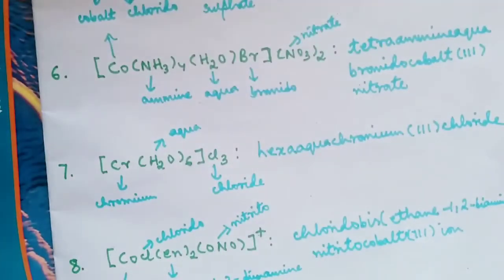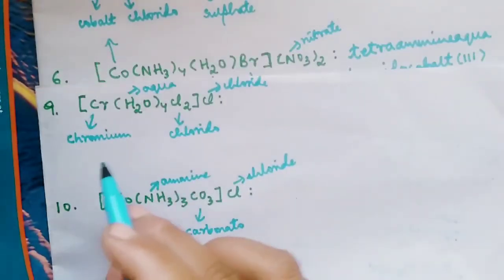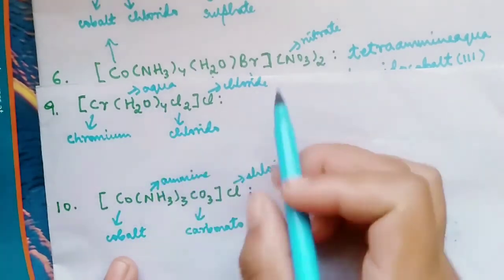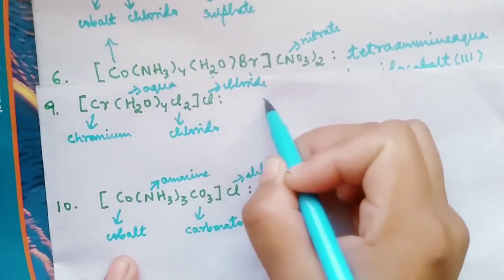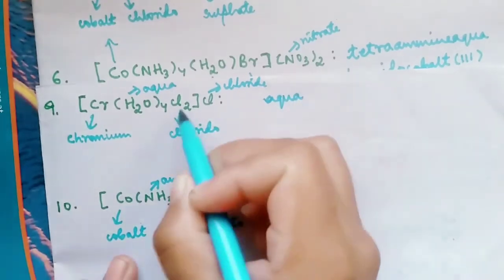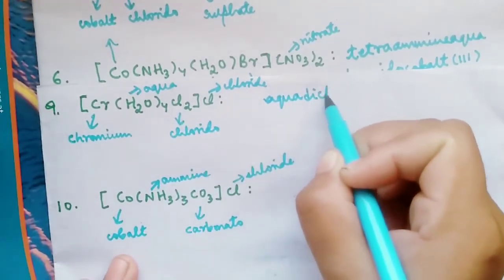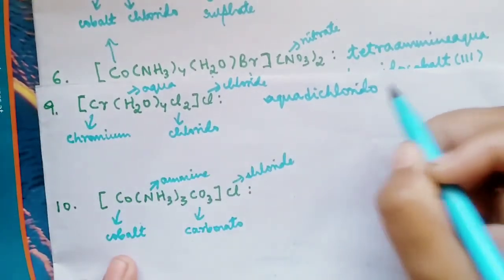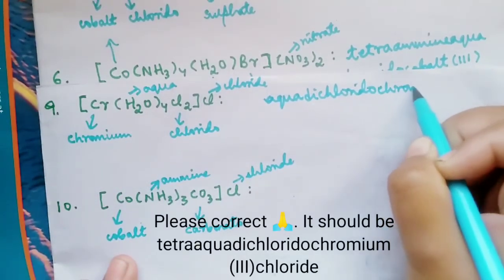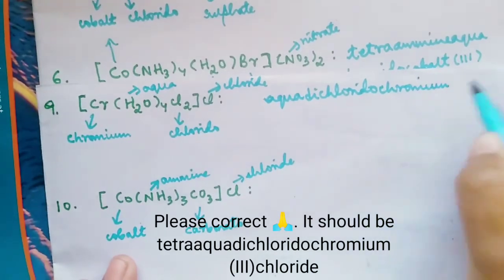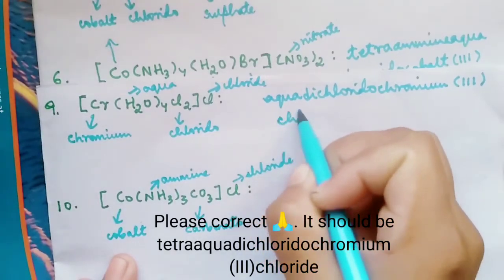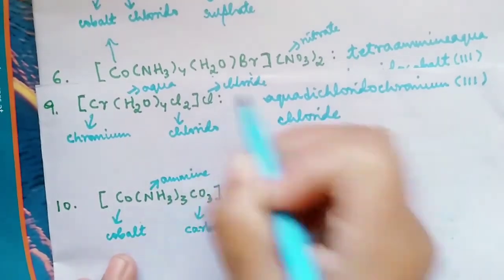So let's come to 2 more. Here we have 2 ligands, aqua, chlorido, so this one comes first. So it is aqua, dichlorido, and then chromium, oxidation state is 3, and then chloride, this one.